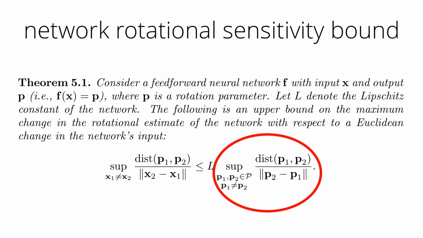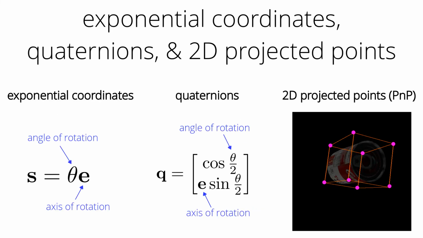Ideally, we could just look this value up, but we're not aware that it's been derived for any rotation parameterization. So our next step will be to go ahead and try to derive this value for different rotation parameterizations. We'll consider several different rotation parameterizations: exponential coordinates, quaternions, and 2D projected points. Exponential coordinates can be constructed from an axis angle representation, where you multiply the axis by the angle. Quaternions can also be constructed from an axis angle representation, as shown in the equation in the middle. And 2D projected points are when you have points on a 3D object which are projected into the image plane, which gives you your coordinates.